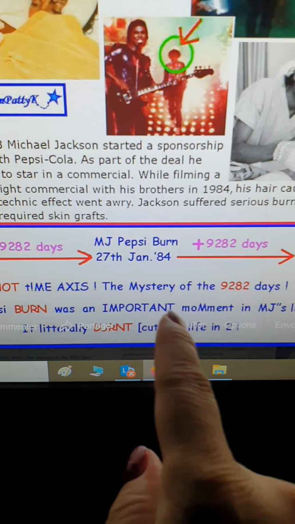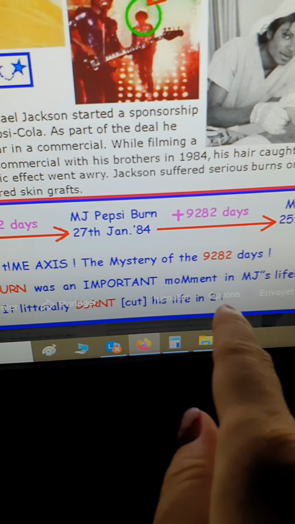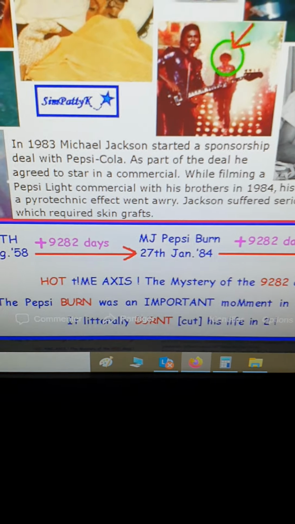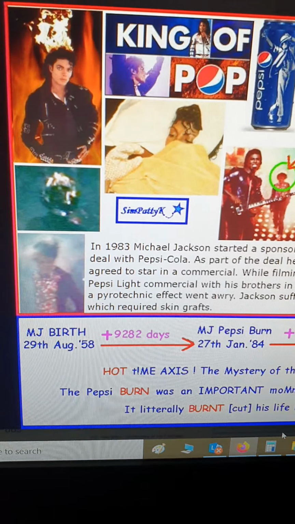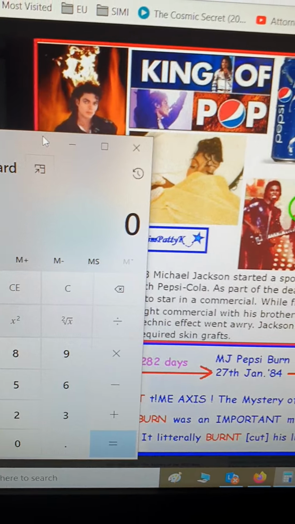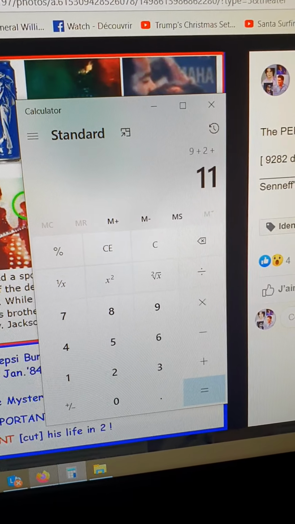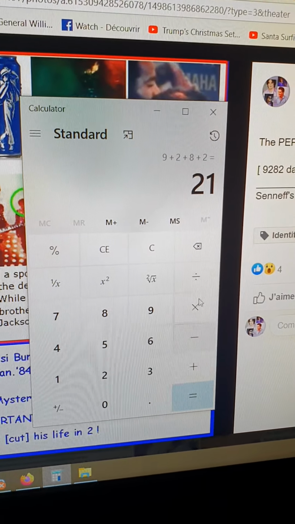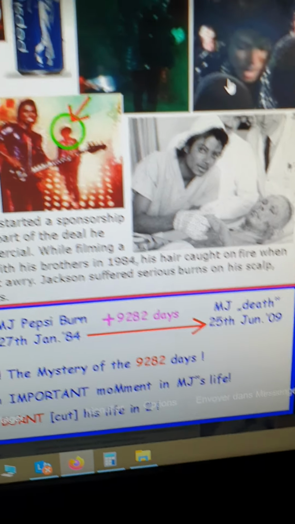The time axis, the mystery of the 9,282 days. The Pepsi burn was an important moment in Michael's life. It literally cut his life in two. Also, if you add 9 plus 2 plus 8 plus 2, you will arrive at a magic number. Can you guess? 9 plus 2 plus 8 plus 2 is 21. So 21 is 3 times the number 7. So we have 777, 777. Isn't this crazy? Tell me.